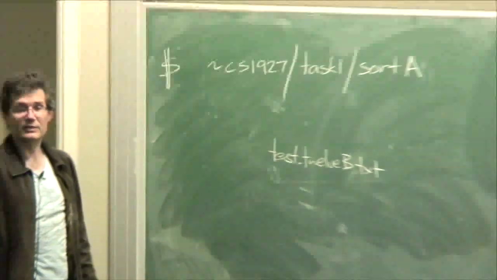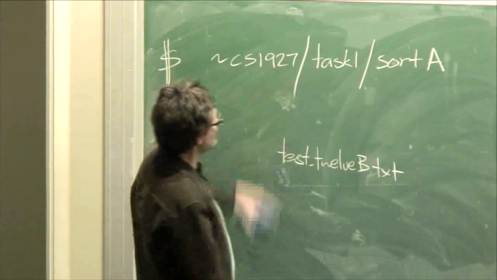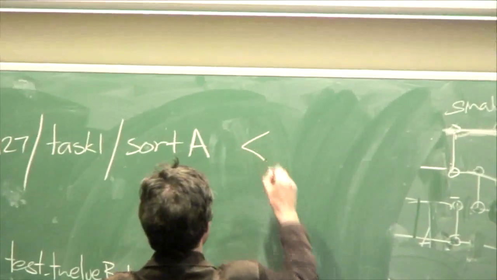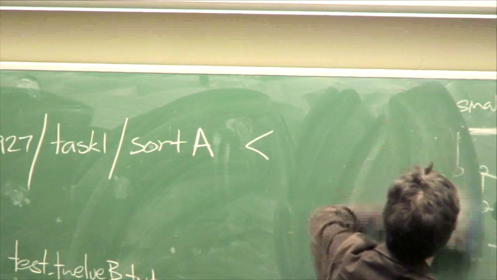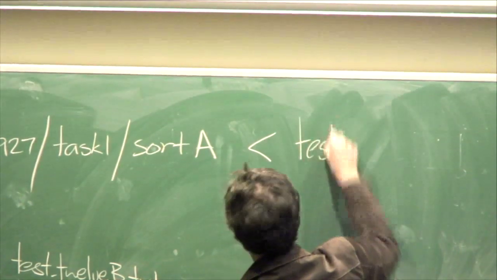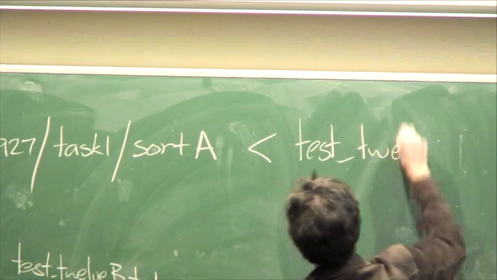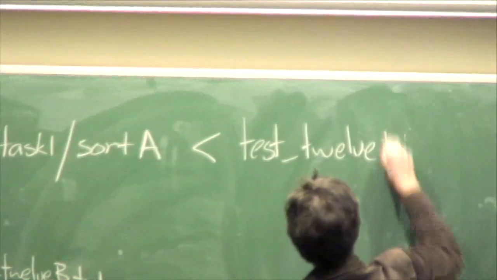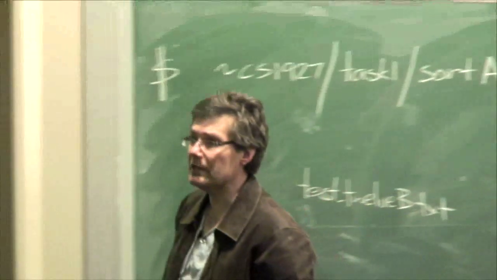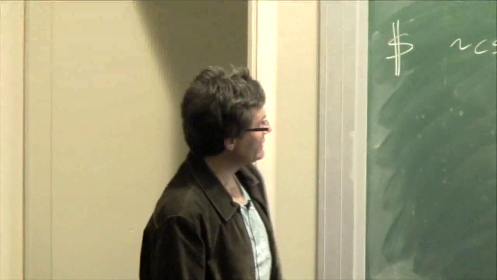You might have 1,000,000 of these files to test different things. To send this input into the function, it's just a Unix thing. Pipe it into, read it from, redirect standard input to this file. That will sort it, and it will then print out on the screen the sorted list.